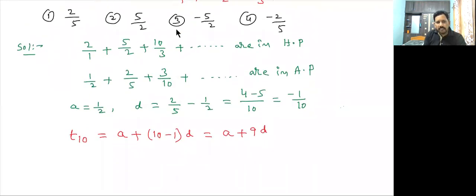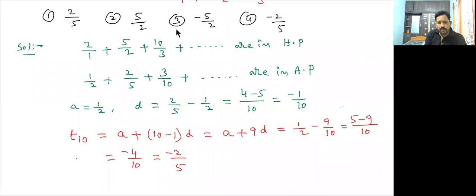Now, what is the A value? 1 by 2. D value minus 1 by 10. Overall, minus 9 by 10. What is the LCM? 10. Here 5. Here minus 9. So that value should be minus 4 by 10. So the answer is minus 2 by 5, T10. This is in the AP series.